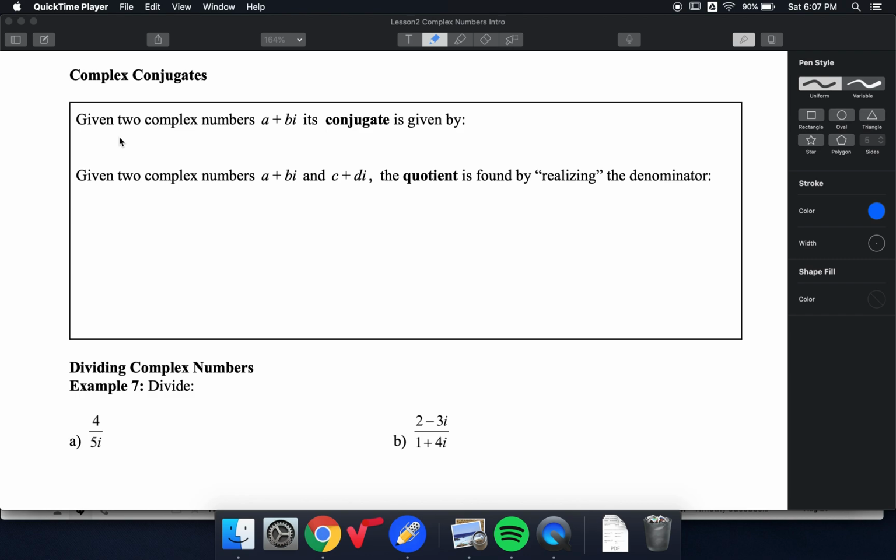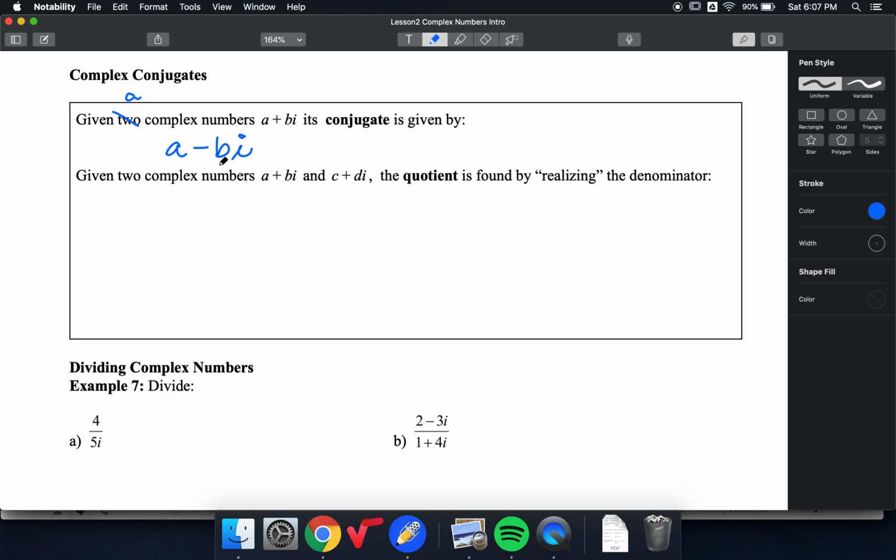In this video I'm going to talk about complex conjugates. So if I have two complex numbers, not two, it's just one complex number, whoops. So given a complex number, a plus bi, its conjugate is given by a minus bi. Notice the only part that changes is the imaginary part. The coefficient of the imaginary part changes sign.